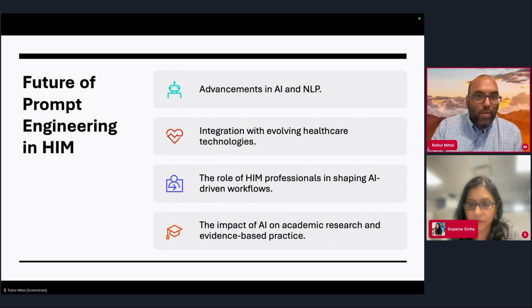So by encouraging our students to understand prompt engineering and applying it to our courses, HIM faculty can help shape the responsible and effective use of AI in HIM.